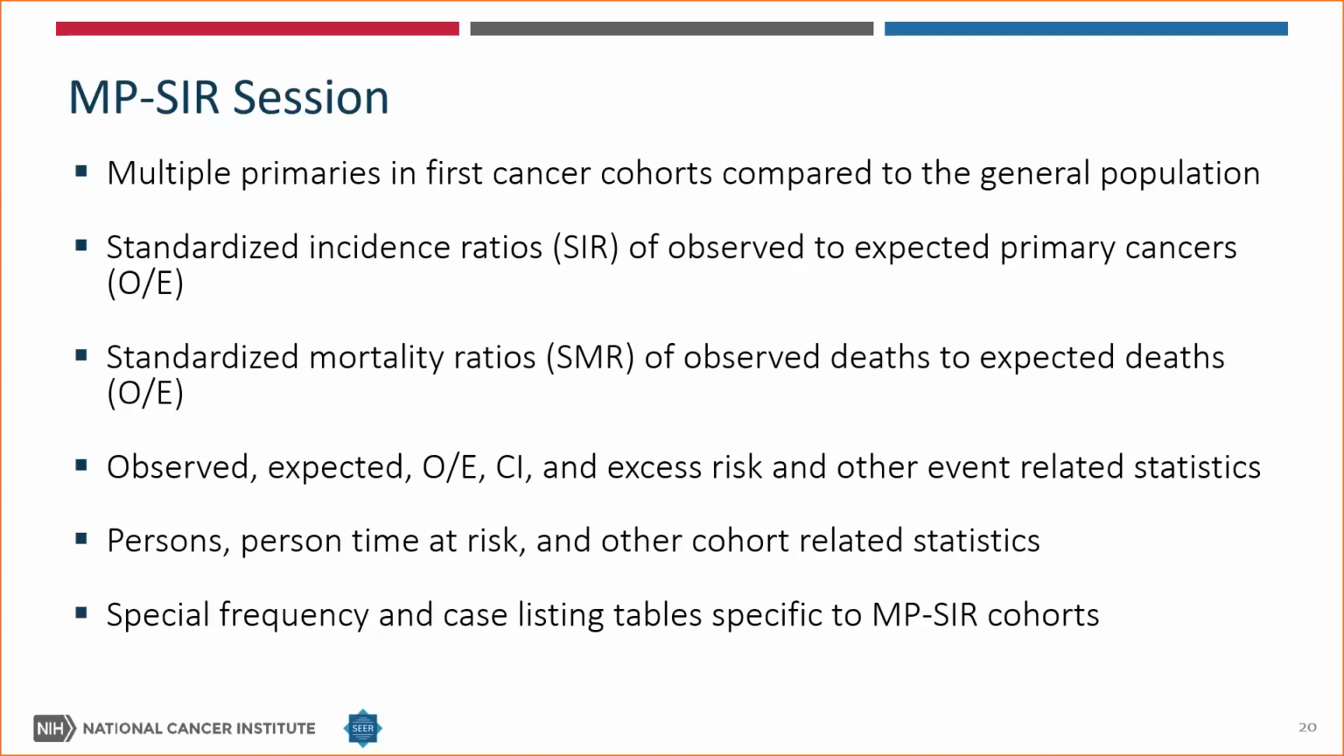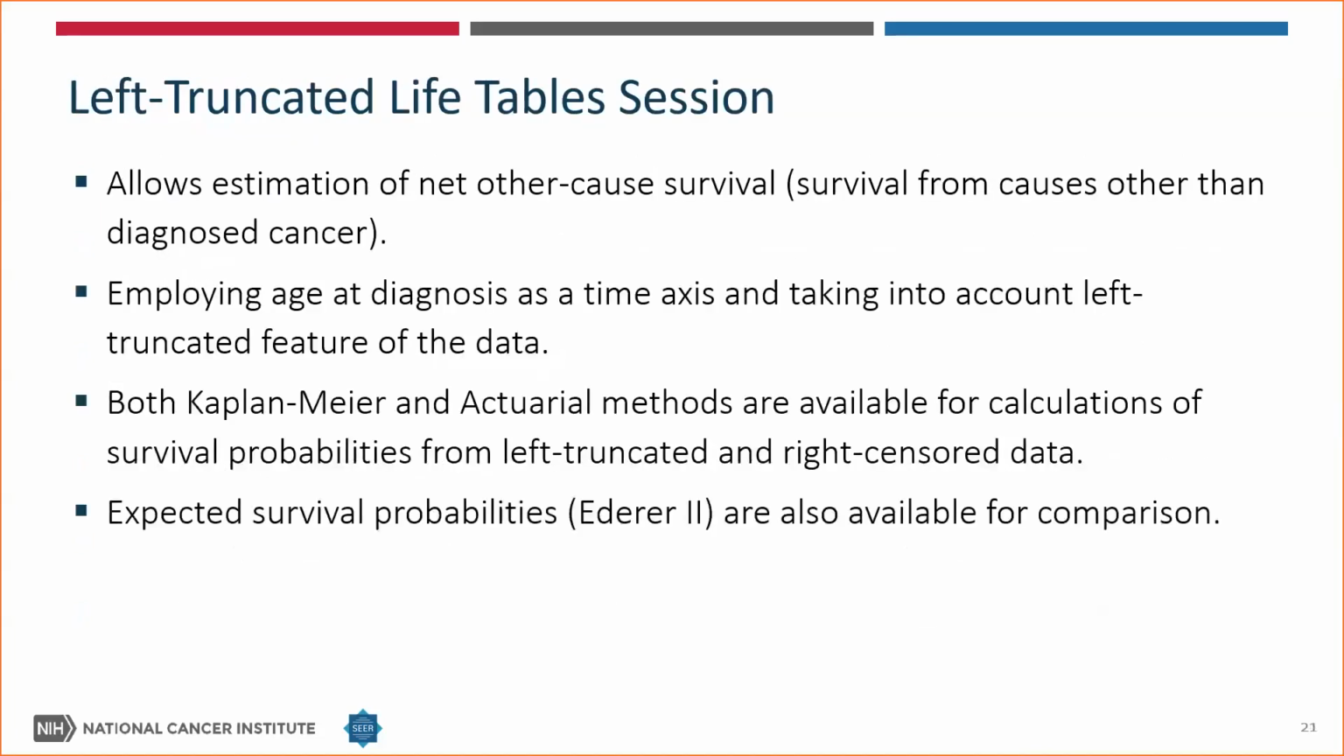Person time at risk and cohort related. We can look at it by latency and many different things. And within the session, there's special frequencies and case listings you can do to look at the cohort. And the last session type we added is a very niche type of session. I don't think many people use it yet, but it allows the estimation of net other cause survival. So survival of other causes.